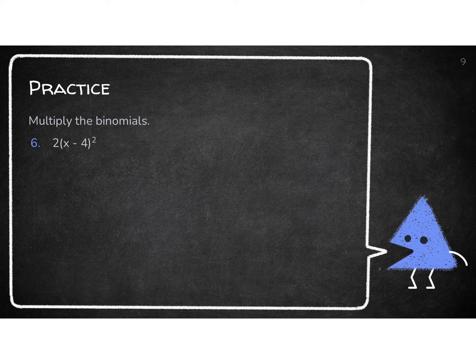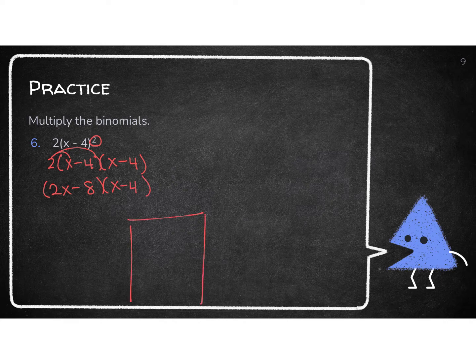Last example here, we're going to go ahead and we're going to write this out first. So if I have this thing squared, I have 2 times x minus 4 times x minus 4. Now you can distribute that number through. So I have 2x minus 8 times x minus 4. Here's where you're going to set up your 2 by 2 box. So 2x minus 8 and x minus 4.